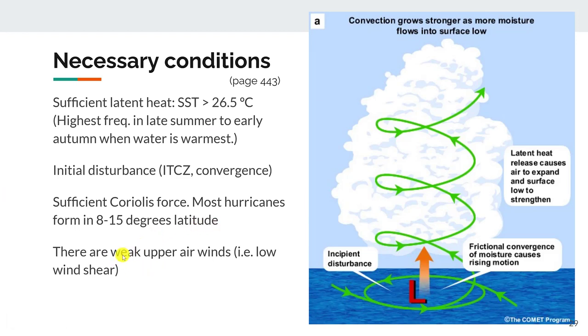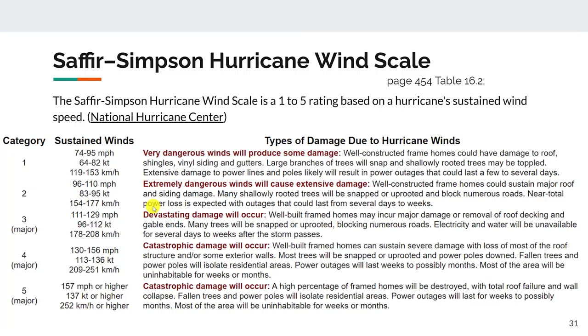Okay, and like I mentioned earlier, you don't want the upper level air to have a different moving direction. You want the air to rise. So we call that low wind shear. Wind shear is just like scissors. You have wind from different directions, but in this case, no. So watch the video I posted on the study guide. You will see an animation, okay?